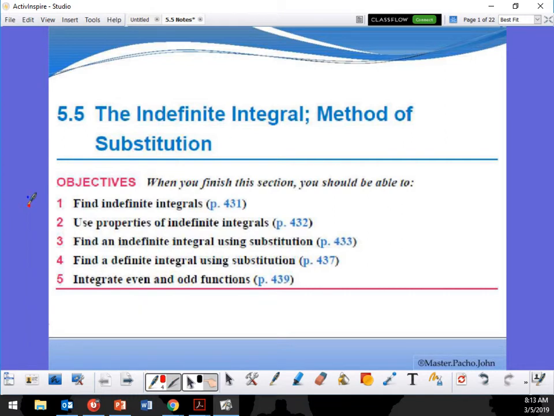All right, 5.5, the indefinite integral and the method of substitution. The substitution method is key, mandatory. This is so super helpful because you can't always take the integral of something directly, so you have to find a way to do it. It's kind of like doing the chain rule.